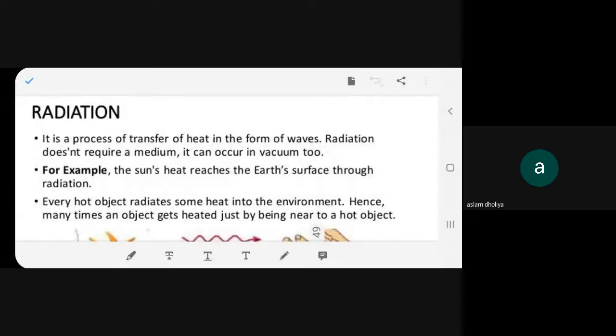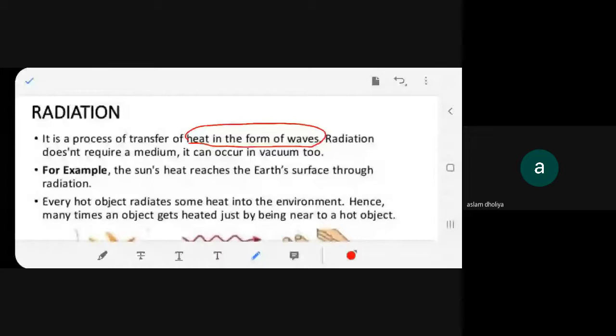Now let's come to radiation. What is this radiation? Heat in the form of waves. Sun rays, radiation. When your mama cooks food, the gas stove, when it is on, it gives you radiation. Is this clear? So it does not require a medium. You should know that. It occurs in vacuum too.